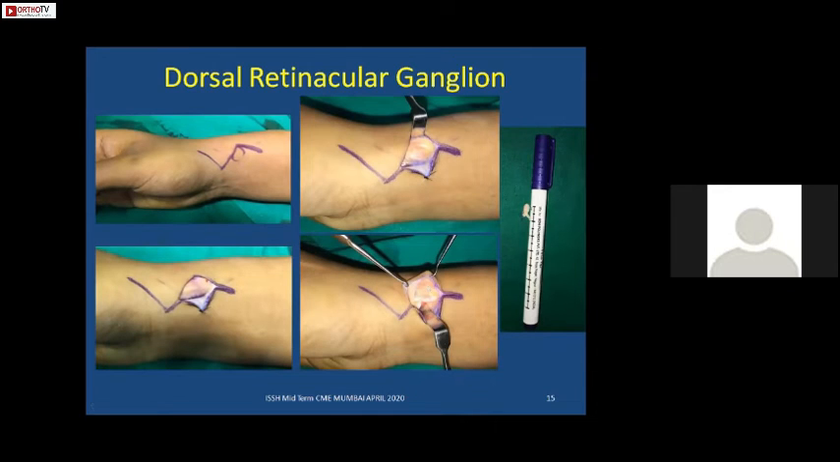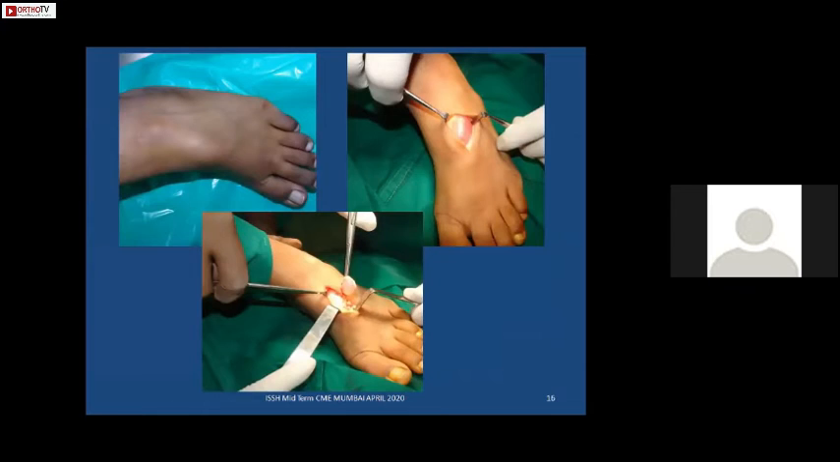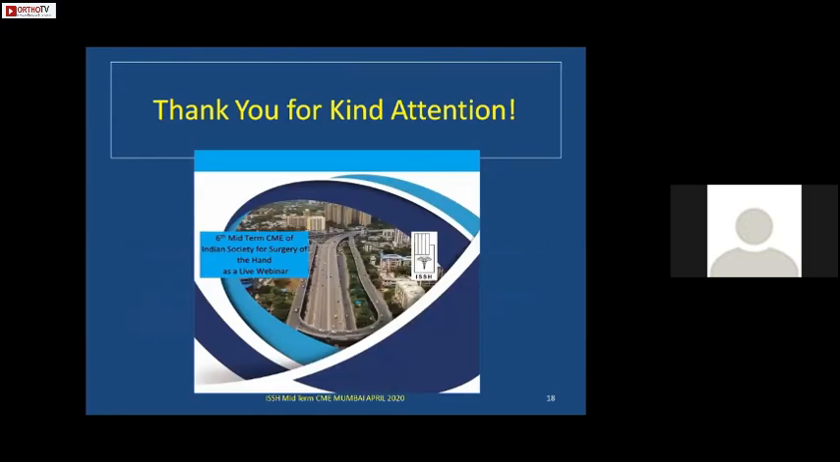Principles being same, I just want to illustrate another case on the foot, where this swelling is arising from the Lisfranc joint. Swelling is getting evident over here, and you can see a nice stalk coming out from the Lisfranc ganglion. So unless you see this stalk or the pedicle arising from the joint, and you shave off this stalk and the capsule adjacent to it, you rest assured that you are not complete.